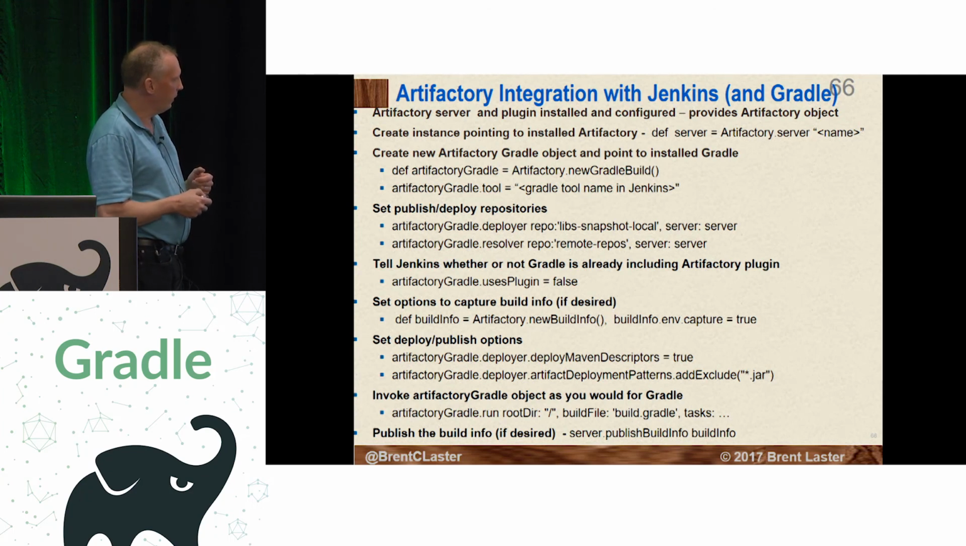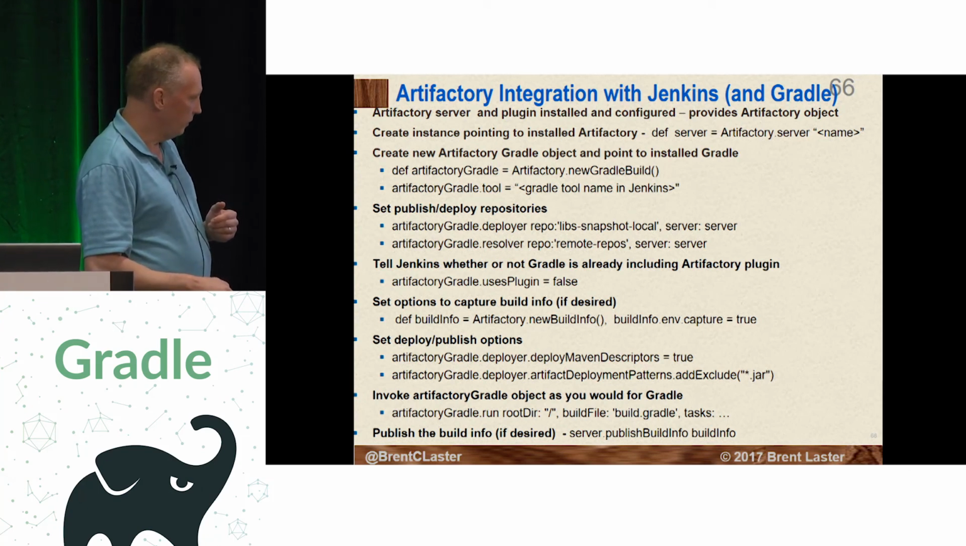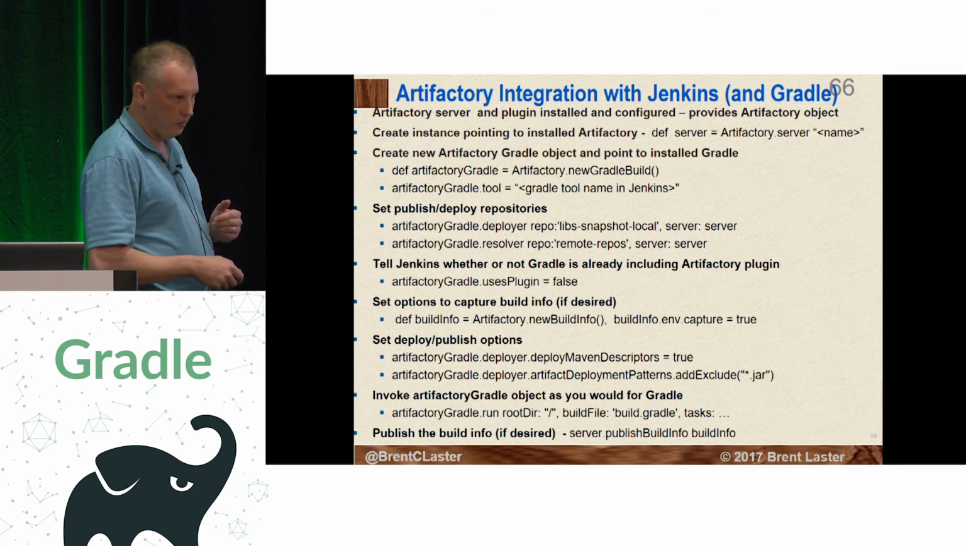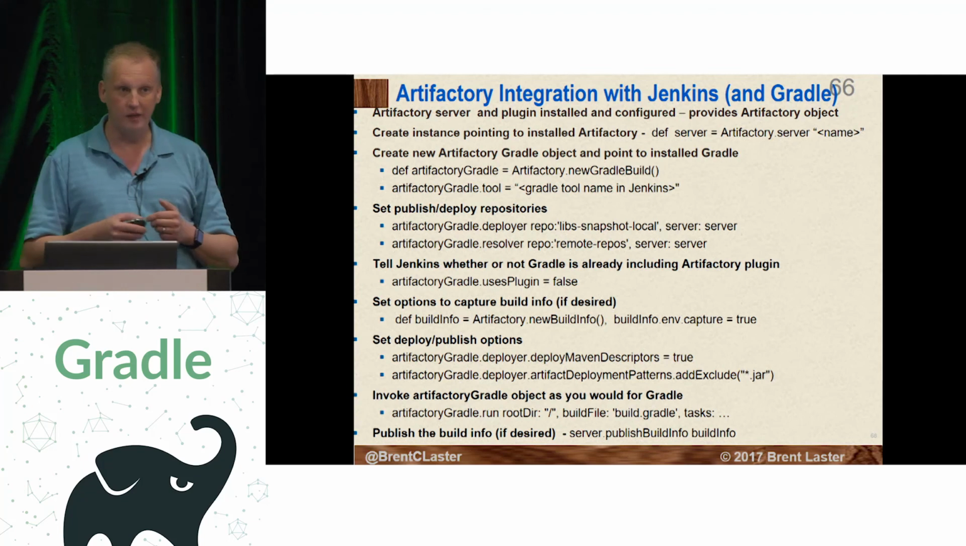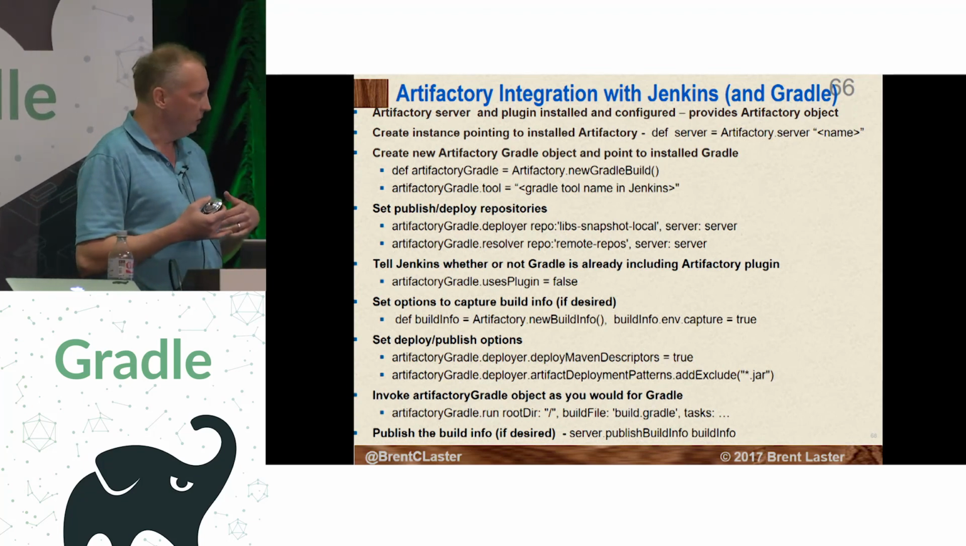There's an Artifactory Gradle, this object we created up here, .deployer, repo, and .resolver, where you can define your repositories. If Gradle's already including the Artifactory plugin, you don't need to pull in the plugin again. We can set the options to capture the build info, and so on and so forth. This is done in the pipeline, and here's the command to publish out the build info. I wanted to put this in the slide, so if you're converting things from Artifactory, you'll have this.